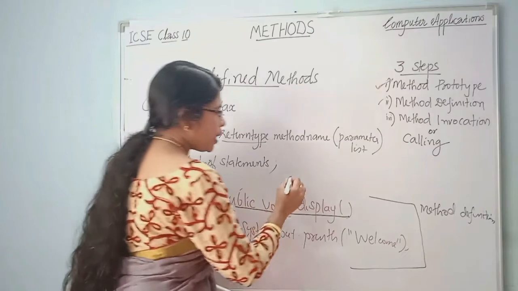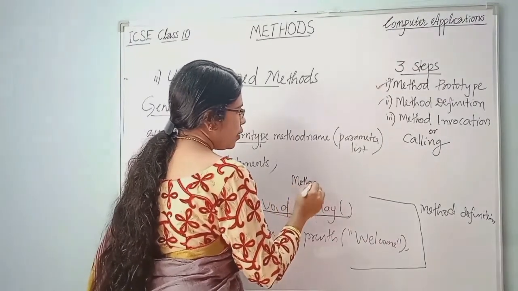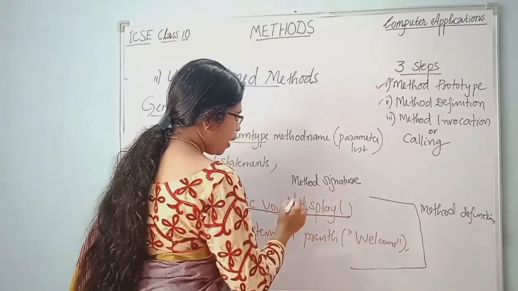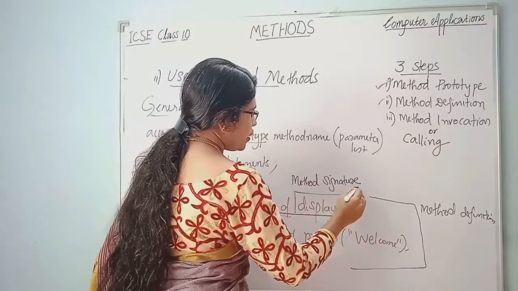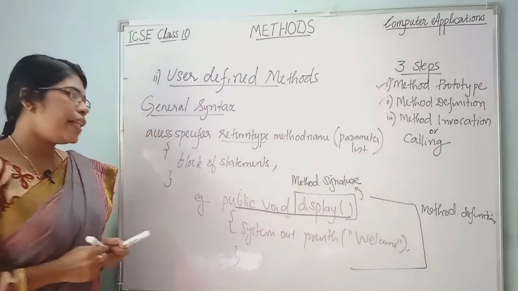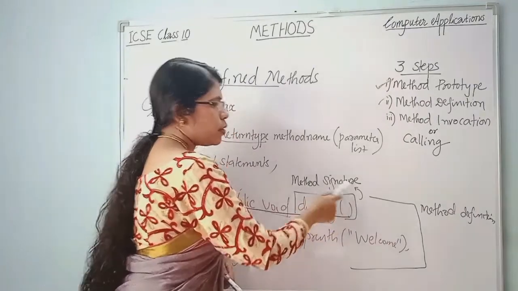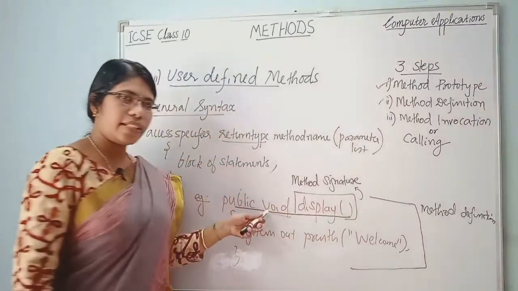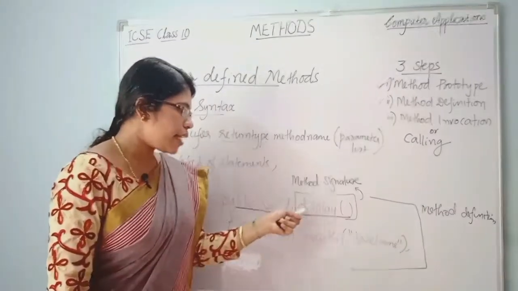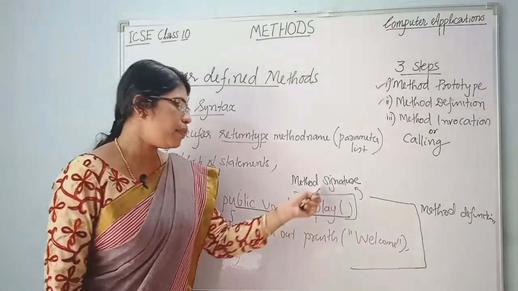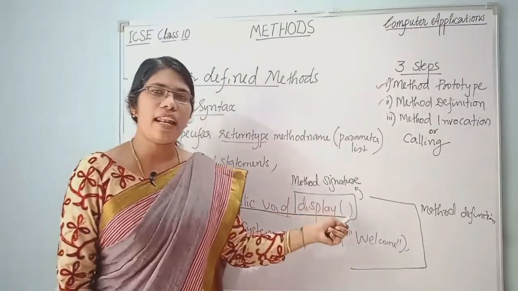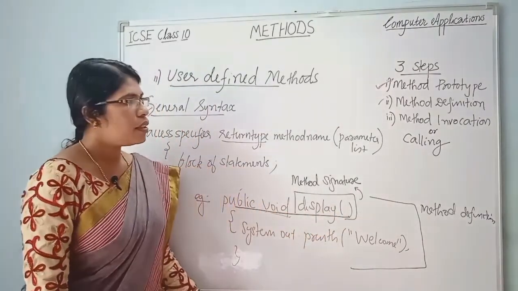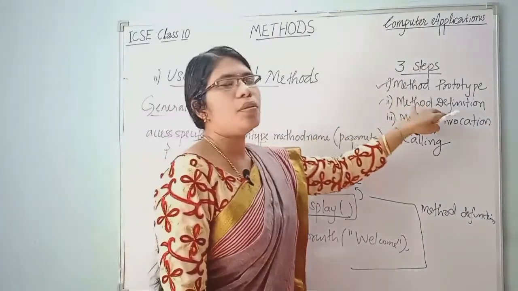One more word is there, method signature. Method signature means method name along with the parameter list is known as method signature. So method prototype is the first line of method definition. Method signature is the part of method prototype. That means it is indicating the name of the method along with the parameters, including the data type of the parameters.